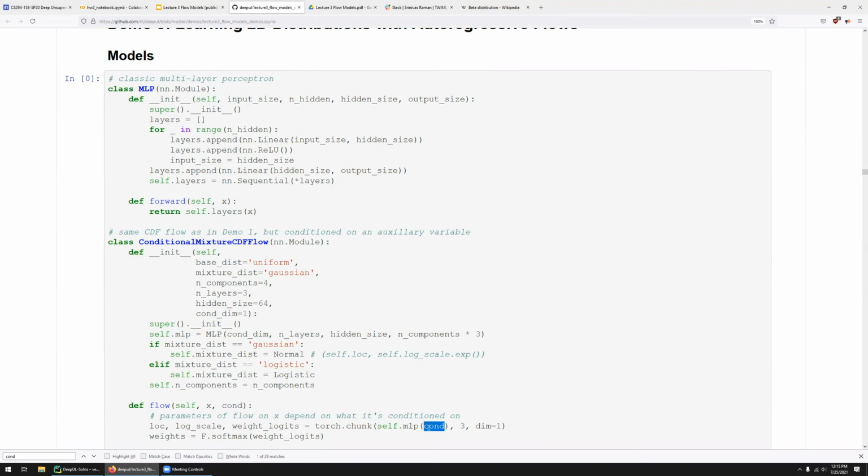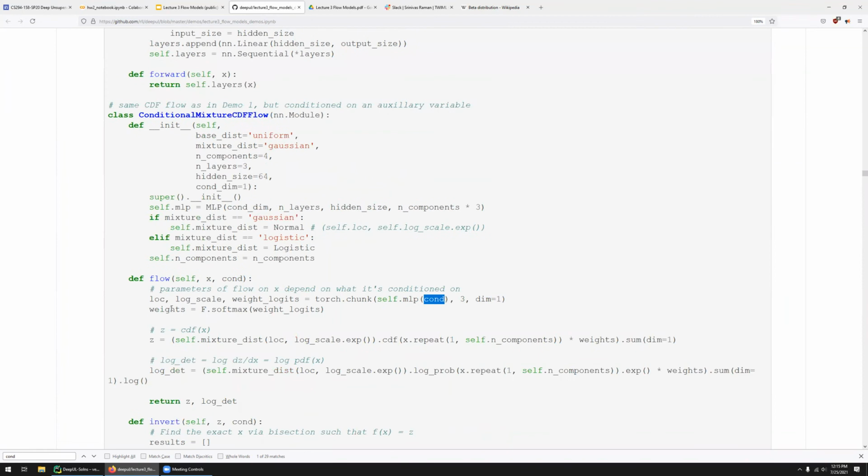Yep, depending on the conditional, I think it produces different weight logits, and then that is used to get the weights, and those weights are used here. It also gets a loc. Loc is like their code for the mean of each Gaussian.